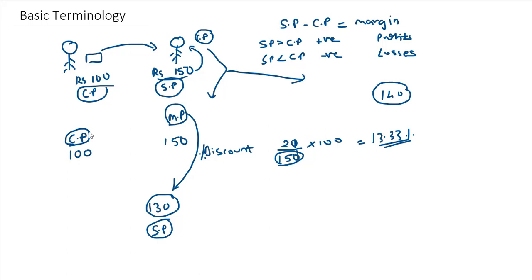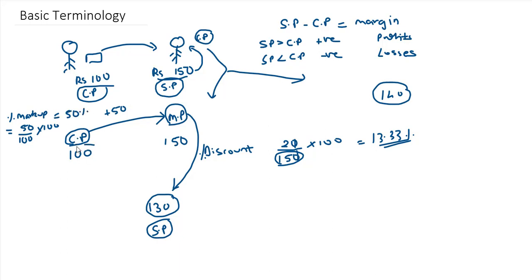Now the amount by which you have increased your cost price to mark price is known as markup. In this case the markup amount is 50 rupees. So similarly, if you want to calculate percentage markup, it will be nothing but your markup amount, which is 50 in this case, over cost price. Your base will be cost price because you are increasing the amount 50 over your cost price, and if you multiply this by 100, we will get the percentage markup as 50%.